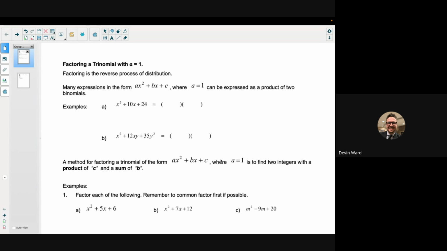Okay? Or if I take 5 plus 7, that equals 12, and 5 times 7 equals 35, my C term. Okay? So what we're going to do here is factor everything and common factor if we can.